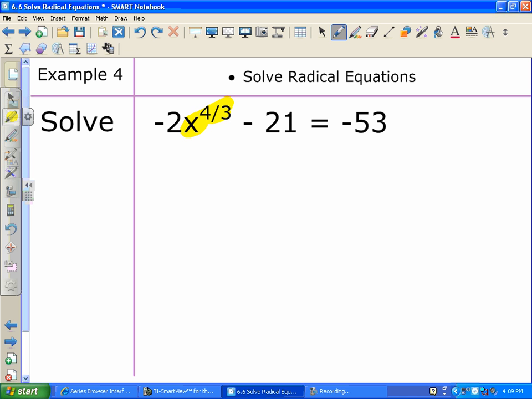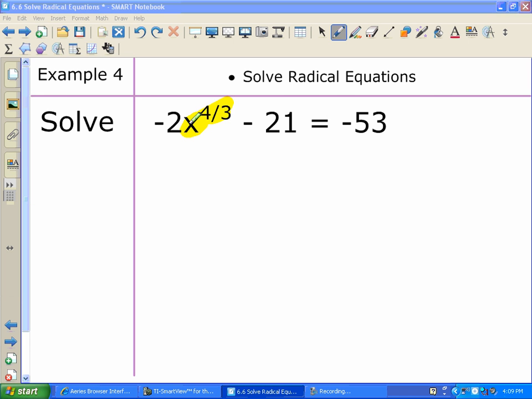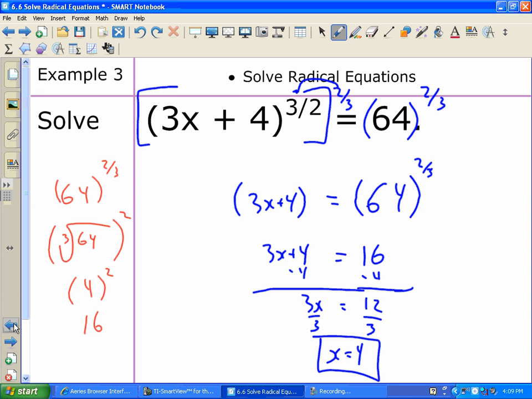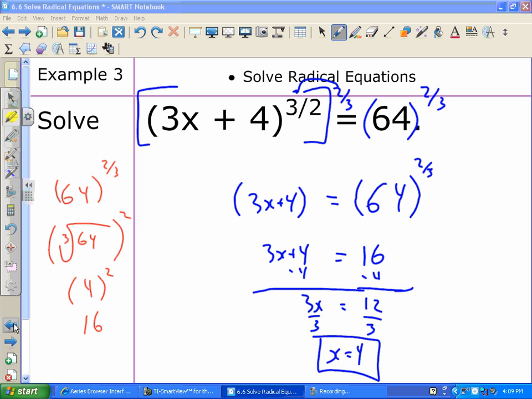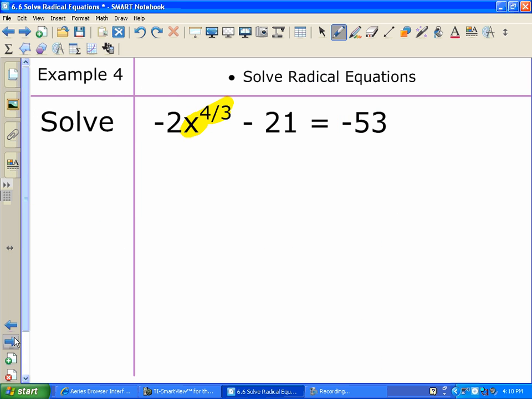Which means on this problem, I'm going to move the 21 over, and then I'm going to move the 2 over. On the previous problem, I didn't move the 4 over first, and I didn't move the 3 over because they were connected. The 3x plus 4 were all attached and connected to that exponent. So that's why I got rid of the exponent first in that problem. In this problem, it will be the last thing I do. Nothing is connected to that exponent and the x. So, add 21 to both sides.